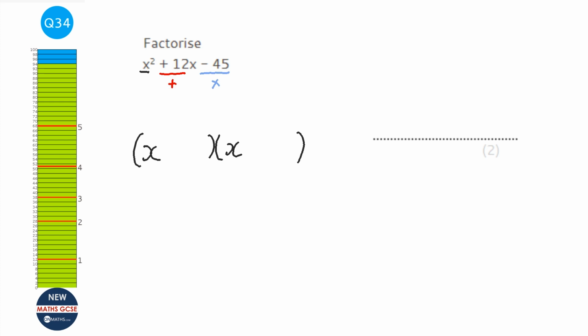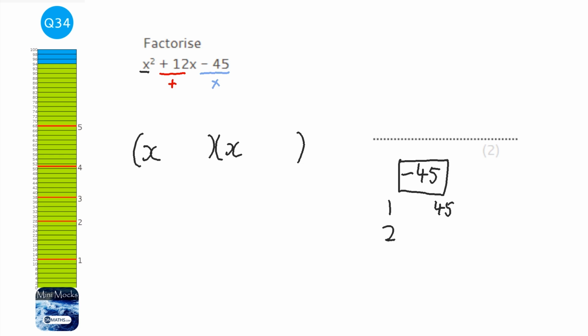So to do this, to find what those 2 numbers are, I'm going to find the factors of minus 45. So I could try 1 and 45, so let's have a think. I could have a positive 1 and a negative 45, that would make minus 44, or I could have a negative 1 and a positive 45, that would add together to make 44. Now we needed to get to that 12, so that's not going to get 12. So 2 doesn't work, there aren't any with 2.